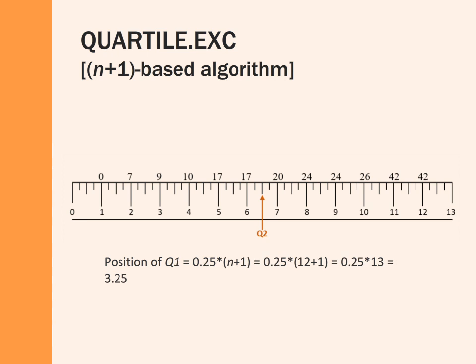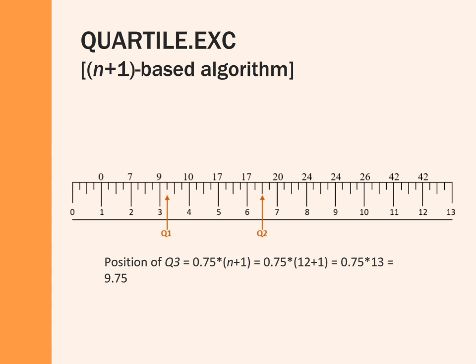Now we follow the same sort of logic to find the position of the first quartile. Recall that Excel regards quartiles as though they're percentiles. So the first quartile would be the same thing as the 25th percentile. So it would fall 1/4 or 0.25 of the way between 0 and 13. So we multiply 13, the length of our ruler from the n+1 based algorithm, times 0.25, and we end up with a value of 3.25. So the first quartile would fall at 3.25 or 3¼ inches on our ruler.